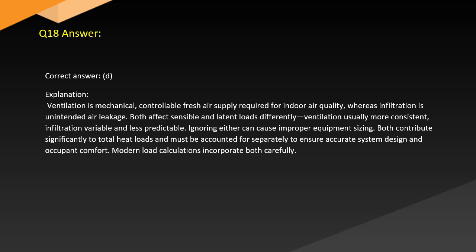Answer. Correct answer, D. Explanation. Ventilation is mechanical, controllable, fresh air supply required for indoor air quality, whereas infiltration is unintended air leakage. Both affect sensible and latent loads differently. Ventilation is usually more consistent, infiltration variable and less predictable. Ignoring either can cause improper equipment sizing. Both contribute significantly to total heat loads and must be accounted for separately for accurate system design and occupant comfort. Modern load calculations incorporate both carefully.